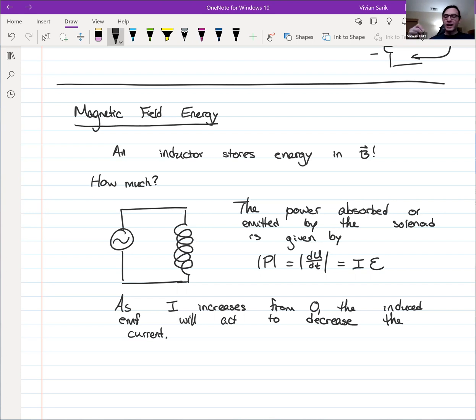And so when it acts to decrease the current, the magnetic field inside the solenoid has to increase in magnitude anyway. So the current is increasing, the EMF is increasing, and the magnetic field is increasing. All of these things happen in tandem.